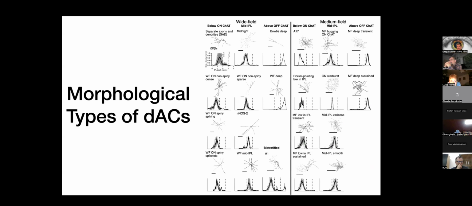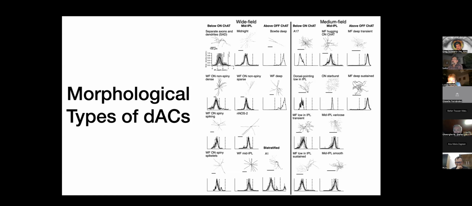Some of them are completely long and unbranching, like the NNOS2, which we wrote a separate paper about, or the wide field on spiny sparse. Some of them have spines or not spines, which you can't see at this resolution, but if you really zoom in, you can see the spines on some of them. So there's all sorts of interesting differences in the on-foss morphology, and then the stratification plots are shown below with the dotted lines being those ChAT bands. And you can see from the individual curves and the averages that these are really tight in their stratification.